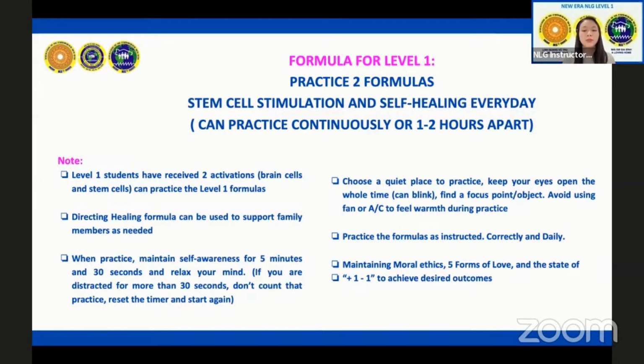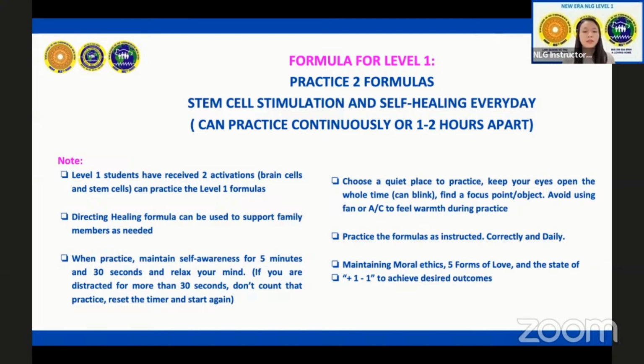Choose a quiet place to practice. Keep your eyes open the whole time, but of course you can blink. You can find a focus object or a focus point. You might look at the wall or something like that, or you look at a particular thing, trying to focus while you open your eyes.